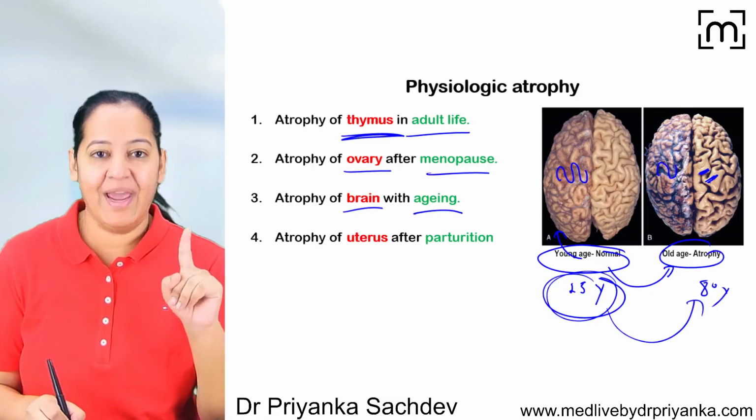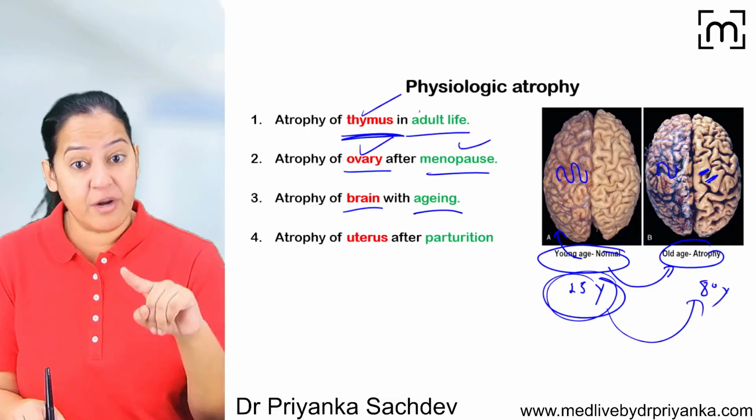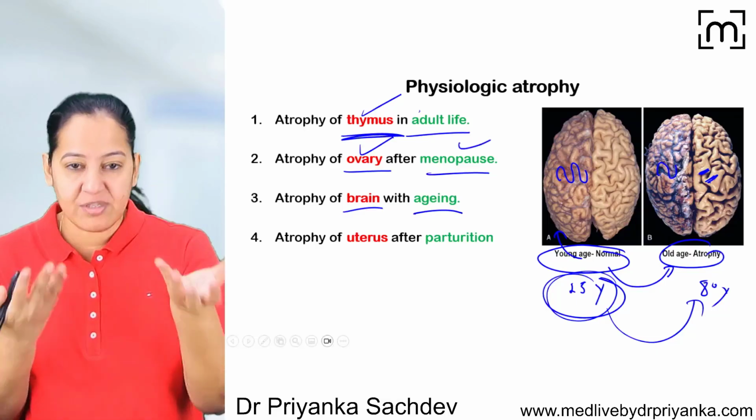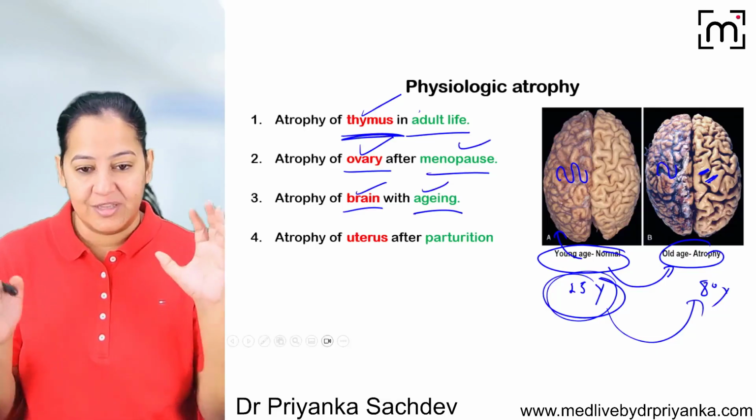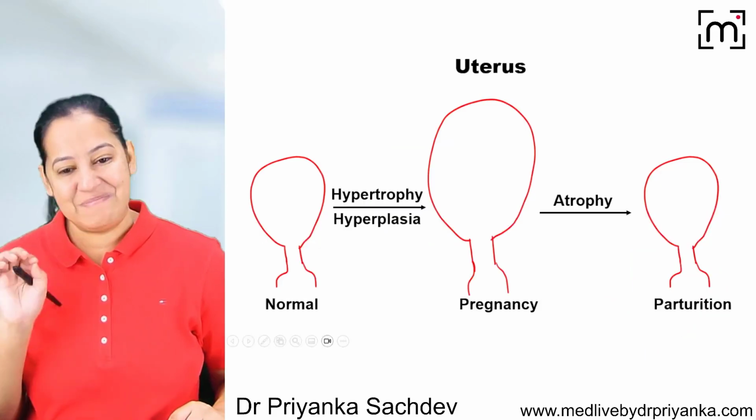Brain with aging. Okay. So first example, thymus in adult life, it disappears. Ovary after menopause, it shrinks because of atrophy. And the brain with aging is also getting atrophied. Okay. Now uterus is the best example.